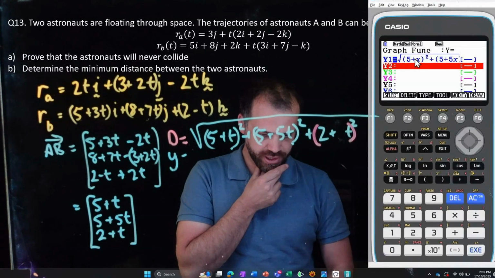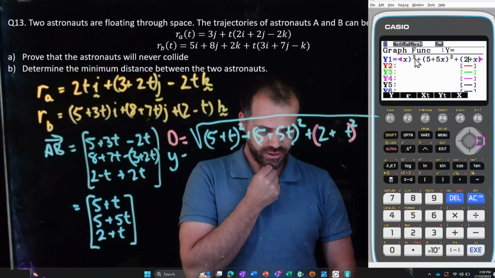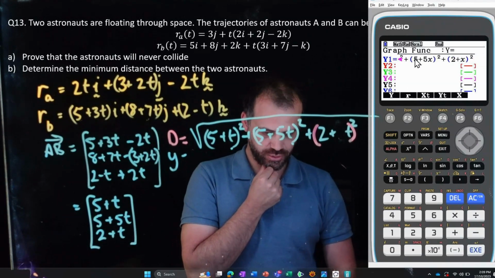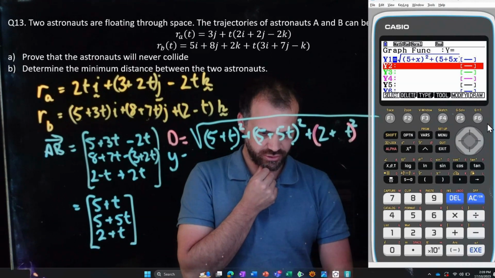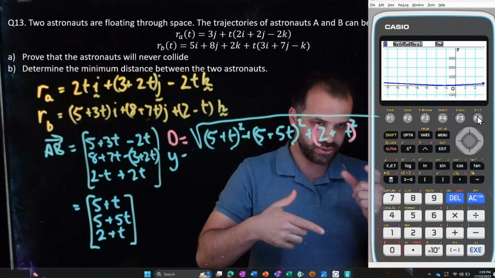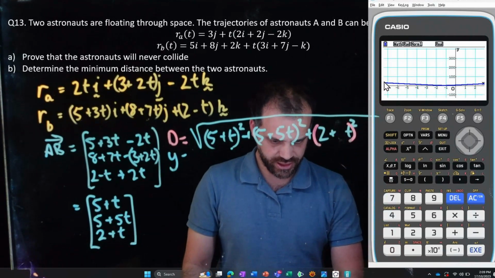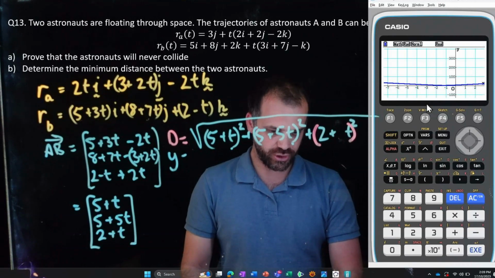So here's one I prepared earlier. Let's double check it. 5 plus x squared, 5 plus 5x squared, plus 2 plus x squared. That looks good. Let's draw it. And we get this thing. And that's what we expect when we saw our astronauts, because this is time, and this is the astronauts and how close or how far they are.